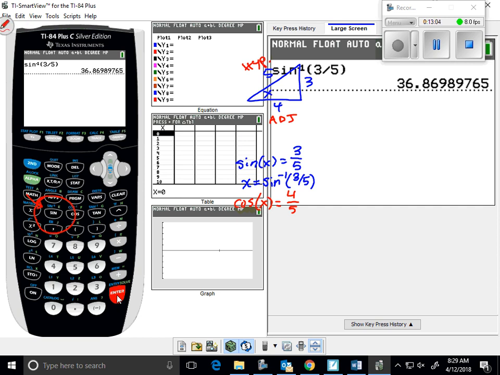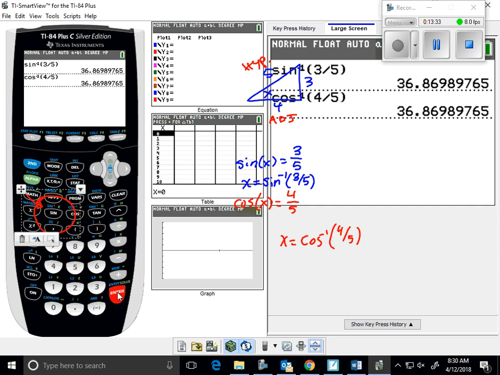Now consider this for a moment. Do you agree that the measure of angle x should be the same even if the cosine is 4/5? Doesn't that apply to the same triangle? It applies to the same angle. So I'd like you to do the inverse cosine of 4/5 and see what you discover. Second, cosine, 4 divided by 5. Look there, you get the same angle, right? The ratios all work.